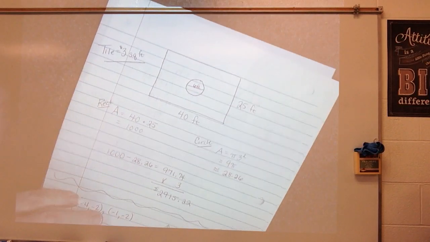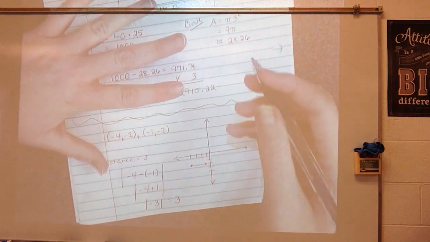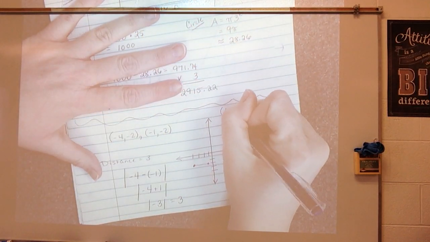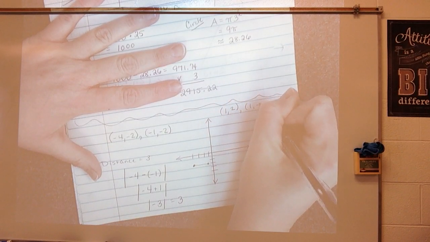Alright, let's look at, I'll just use this graph here because I think we'll be okay. So then let's say it wants me to plot the points 1, 2 and 1, -5.